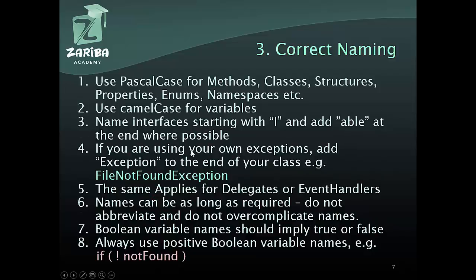All right, correct naming. We've talked about this, I think. Use Pascal case for methods, classes, structures, properties, enums, namespaces, and so on. Use camel case, where the first word is lowercase and every next one starts with a capital letter, for variables. This is not true for JavaScript, but in C# this is used only for variables.